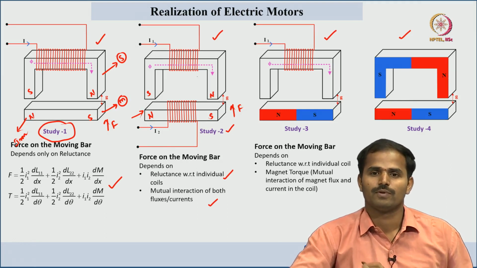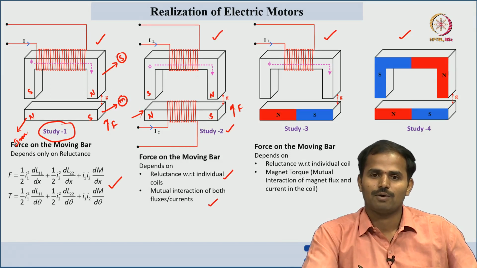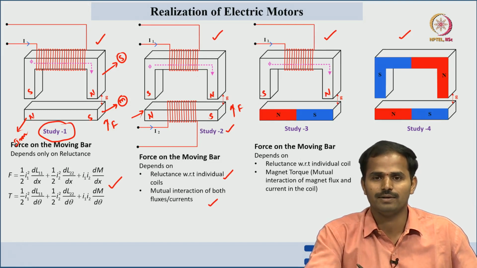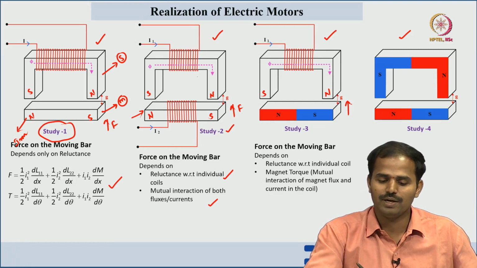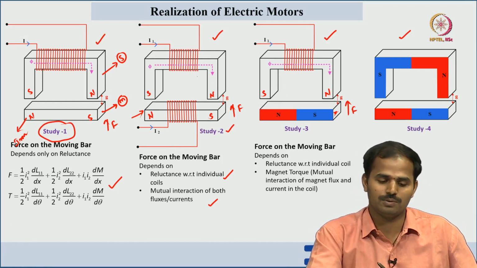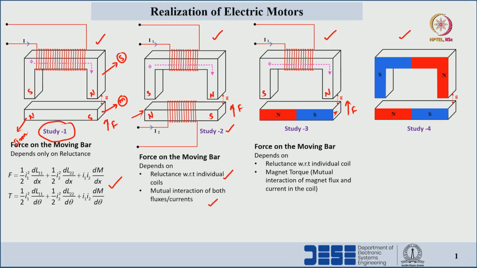In Study 3, we can see here on one side we have an electromagnet, and on the other side a permanent magnet. In the electromagnet, the poles will be in this manner, and based on the attraction the moving I core is moving upwards, since opposite poles will attract. Here the force or torque depends upon two terms: one is the reluctance with respect to the individual coil, and the other is the mutual interaction of flux between the permanent magnet and the electromagnet.